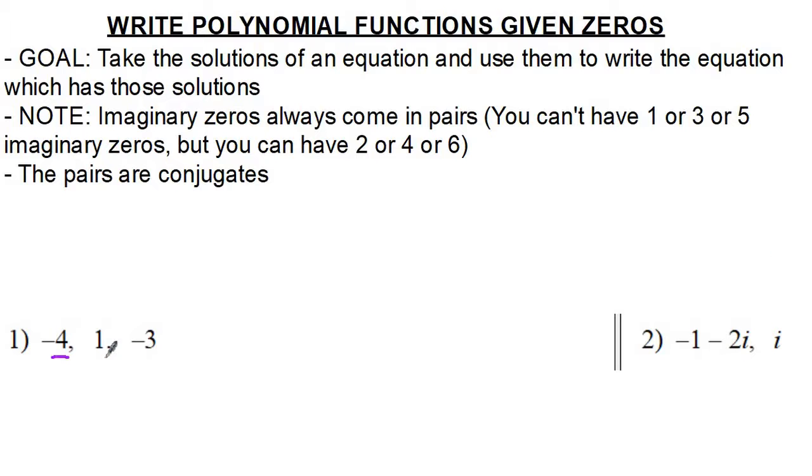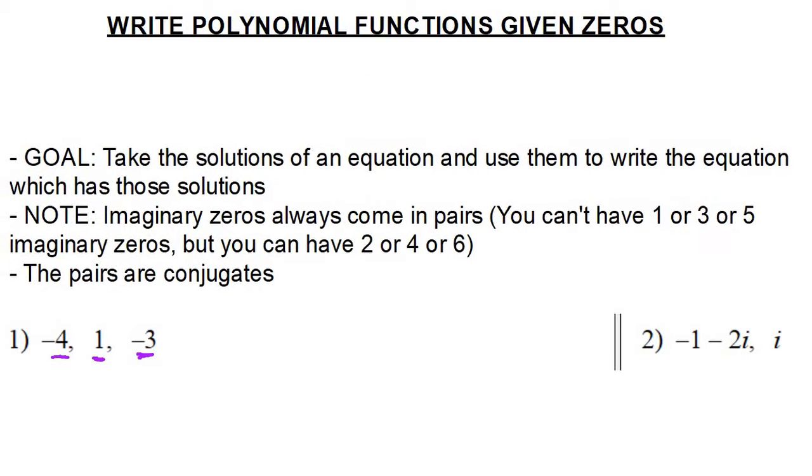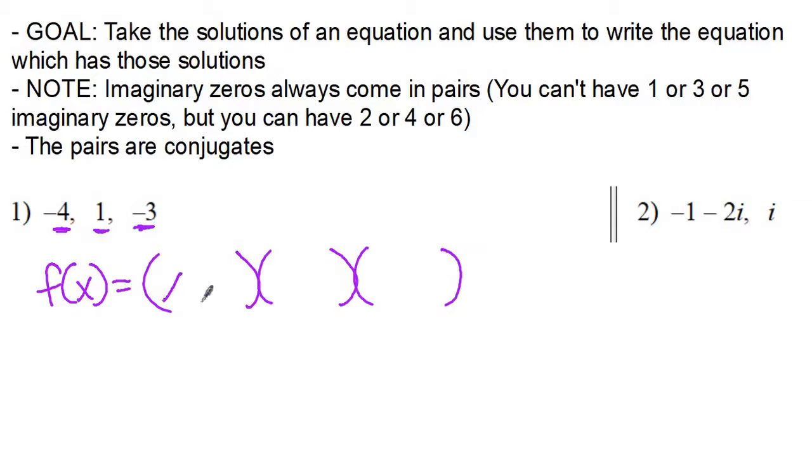Number 1 says now we have 3 solutions, so we know if we do this correctly, our answer should have something with x to the 3rd power. So let's keep that in mind as we write this. Okay, and our goal again is to write a function that has these numbers as zeros right here. So f of x is equal to, and then I'm going to have 3 solutions. I'll make 3 parentheses here.